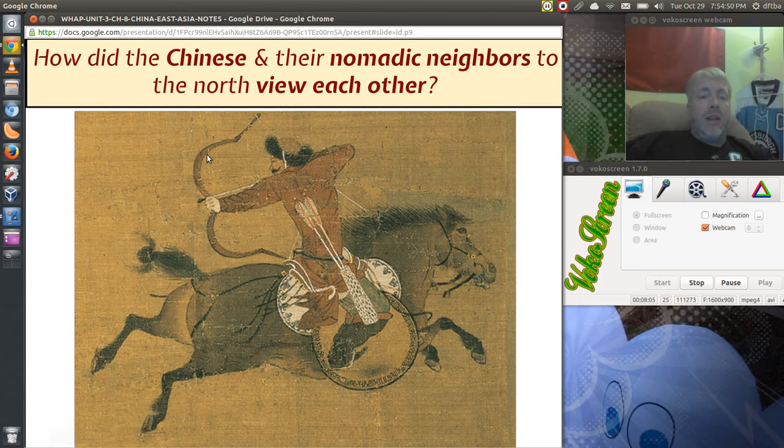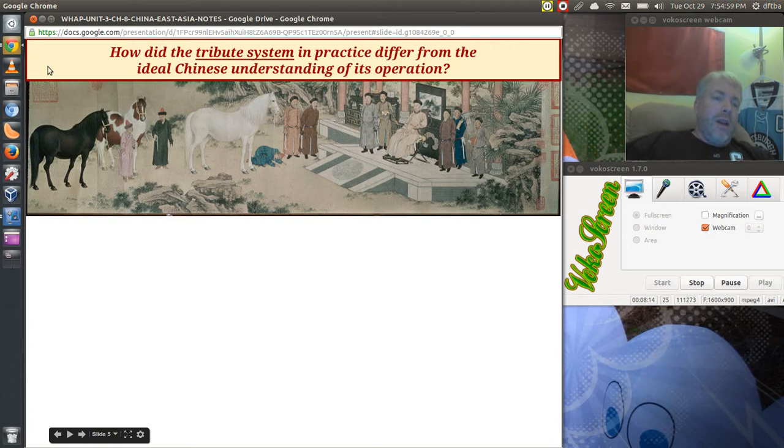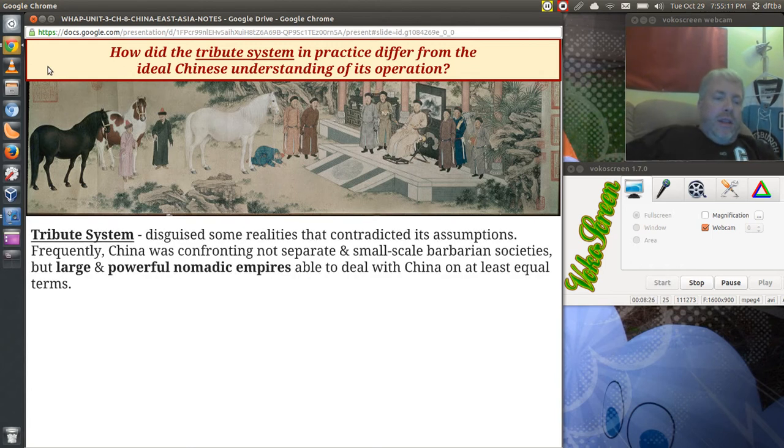So how did China and their neighbors to the north, the nomads, view each other? As I kind of alluded to earlier, the tribute system differed in practice from the typical ideal Chinese understanding of the operation of it. So how did the tribute system work? It was basically a system set up by the Chinese to welcome visitors, but also kind of be worshipped. They sometimes call this a kowtow, or you're bowing down to China and giving them a gift and saying, "You're great, China. You're the Middle Kingdom," which we've discussed some already.